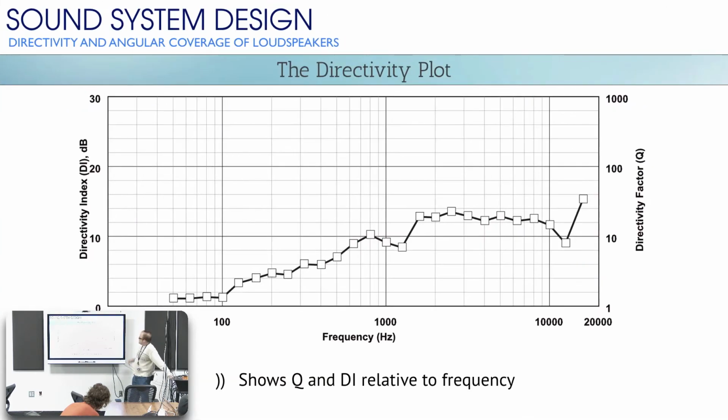Okay, another way of looking at this is called the directivity plot. You tend to see this in the context of horns. If you're going to buy a horn to go into a cabinet, to stick onto a compression driver, they're going to plot a directivity plot of the horn. And what you have here is on the right, directivity factor, or Q, between 1 and 1,000. And on the left, directivity index in dB between 0 and 30. And then frequency on the horizontal axis. So it's really just plotting Q and directivity index per frequency.